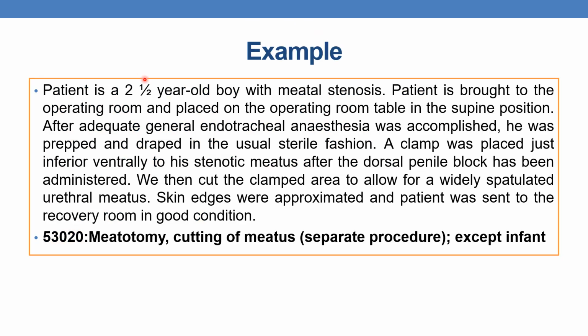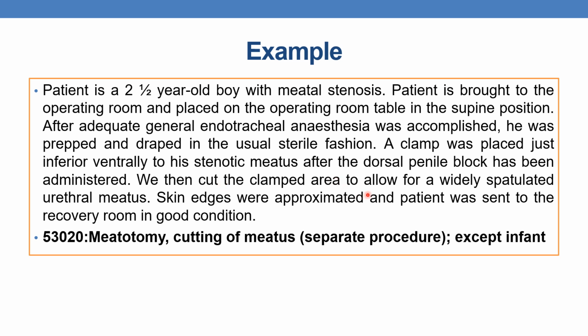Now let us see an example. The patient is a 2.5-year-old boy with meatal stenosis. The patient is brought to the operating room and placed on the operating room table in a supine position. After adequate general endotracheal anesthesia was accomplished, he was prepped and draped in the usual sterile fashion. A clamp was placed just inferior ventrally to his stenotic meatus, after the dorsal penile block had been administered. Then we cut the clamped area. That is, a meatotomy is performed here, and the condition is meatal stenosis.